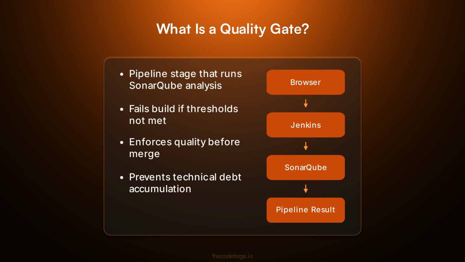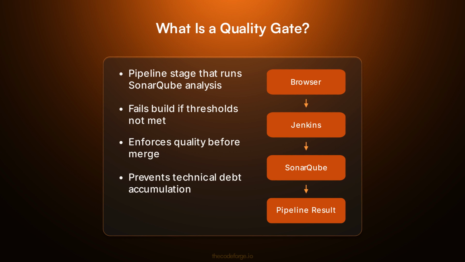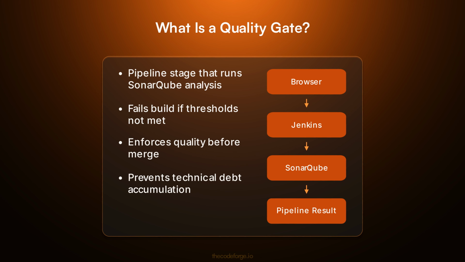A Jenkins SonarQube QualityGate is a pipeline stage that runs SonarQube analysis and fails the build if code doesn't meet predefined thresholds like coverage below 80% or critical bugs above 0. It acts as an automated gatekeeper, ensuring only quality code reaches the main branch.